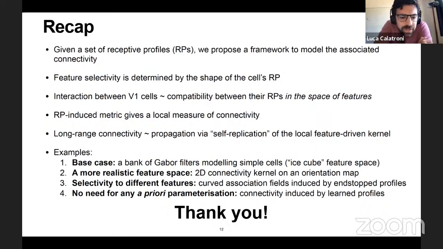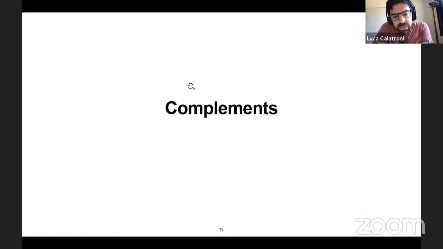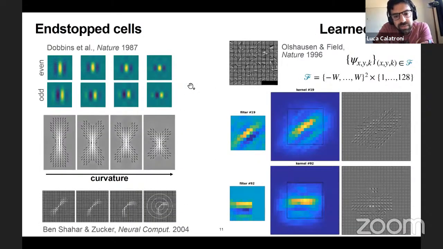I wanted to ask you something about this last example you showed about these learned filters. This idea that you can say something about the connectivity even when you don't have any parametricity is very interesting. I was wondering if you find any analogies between the connectivity for these filters and the connectivity you find with a family of parametrized filters, for instance the one depending on orientation. Can you compare these two connectivities somehow?